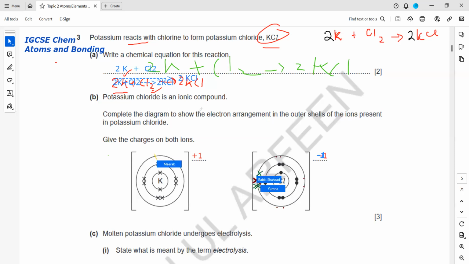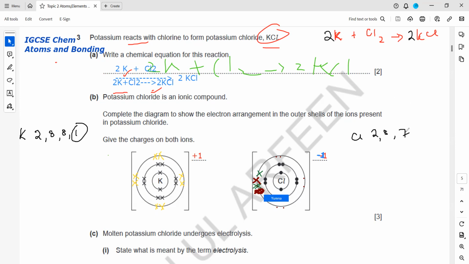The next is that potassium chloride is an ionic compound. So look, the best way to do such a question is to write the configuration of the element. Potassium is 2, 8, 8 and 1. And for chlorine, the configuration is 2, 8 and 7. In an ionic compound, the metal tends to lose electrons and the non-metal will gain. So potassium will lose the valence shell electron and the chlorine will gain that electron. So it will be 8 electrons in the outer shell of the chlorine.